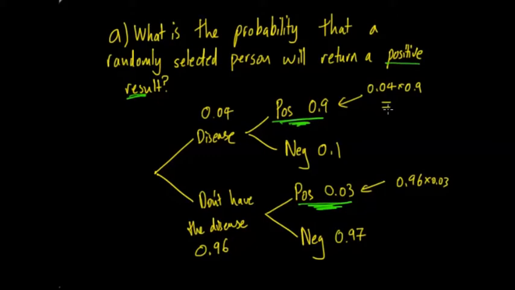We get our calculator out. 0.04 times 0.9 gives us 0.036. And this would be a calculator question. I doubt they'll make you do 0.96 by 0.03 by hand and then convert it back to a decimal. It gives 0.0288. So you add those together, so the probability would equal 0.036 plus 0.0288.